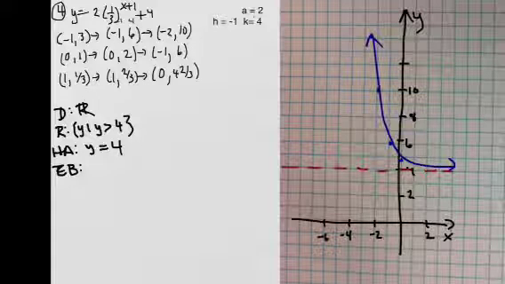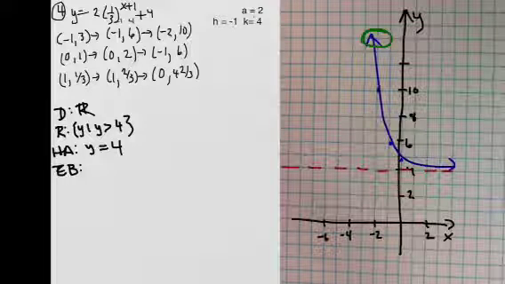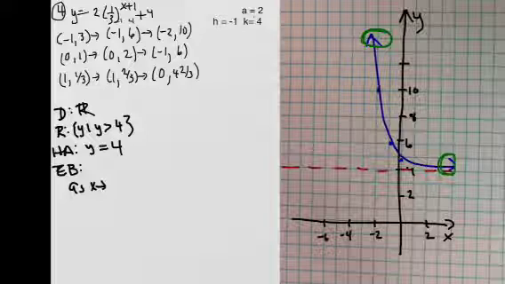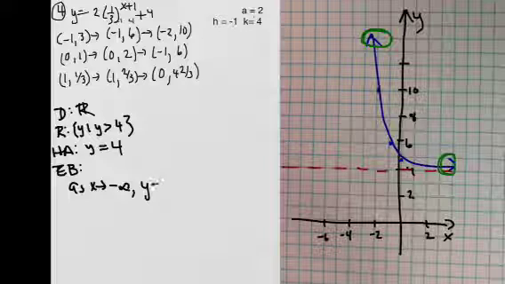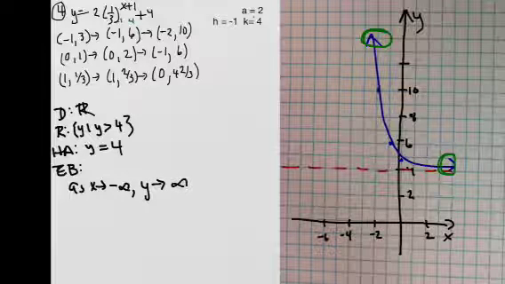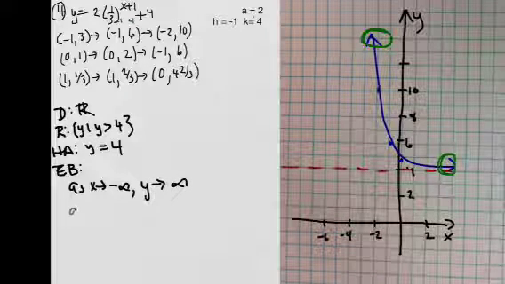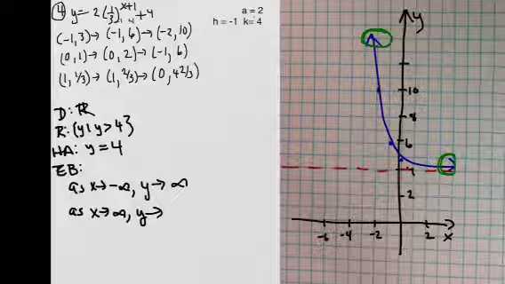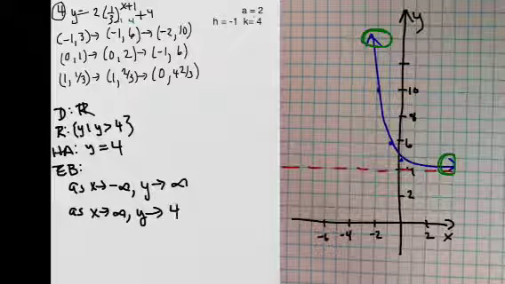End behavior, again, remember we're describing what's happening as we go to the right and as we go to the left. So we're going to say as x goes to the left, negative infinity, the y goes up, positive infinity. As x goes to the right, positive infinity, y goes towards 4. And that's it for that one.